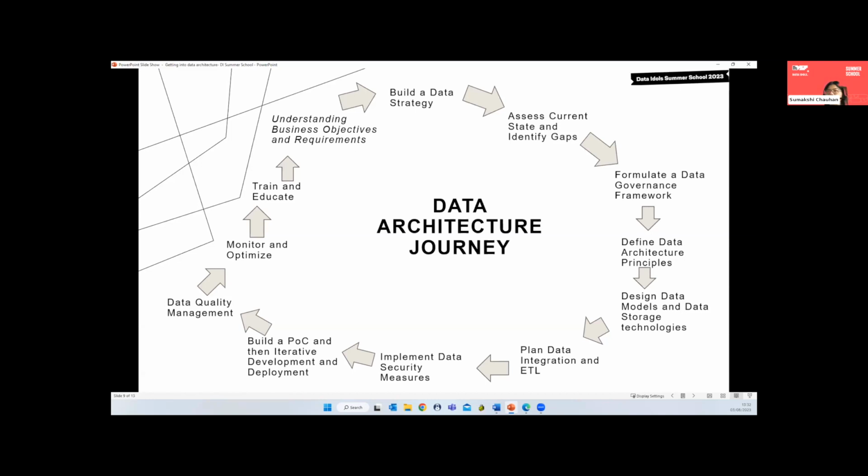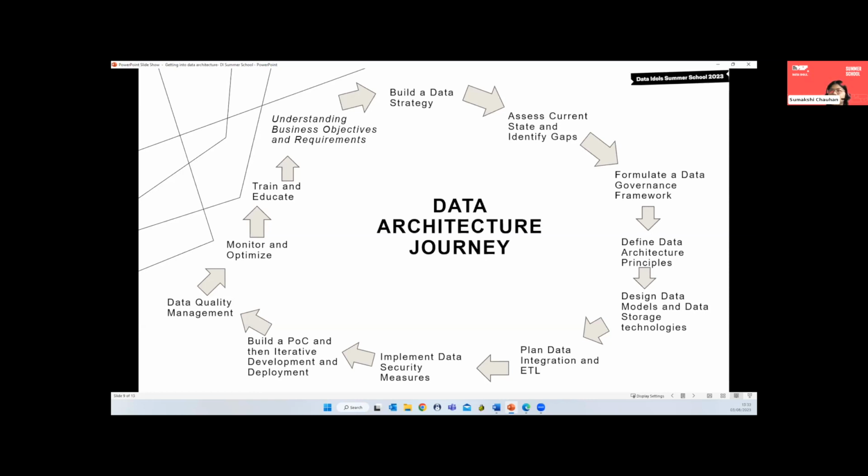Once that's been done, then we go on to building a data strategy, which is again based on the business requirements, translating those business requirements into technical requirements. This data strategy defines how the data will be managed, stored, processed, and utilized. It outlines the vision, goals, and the key performance indicators of the architecture that we are proposing.